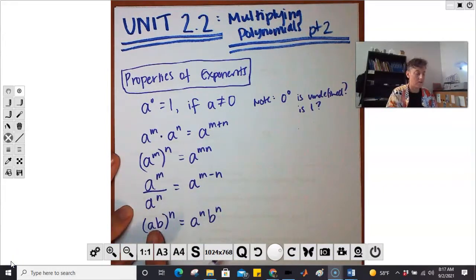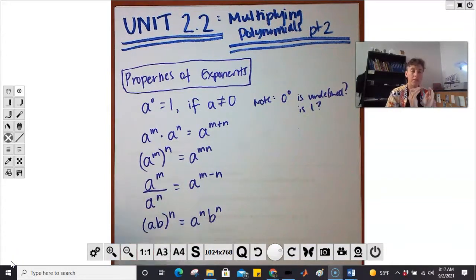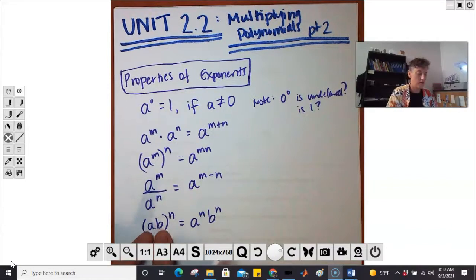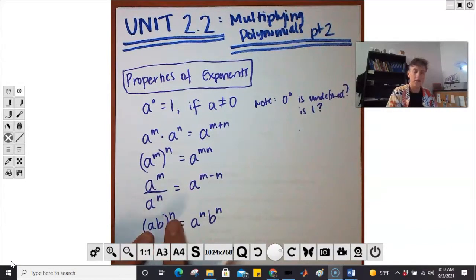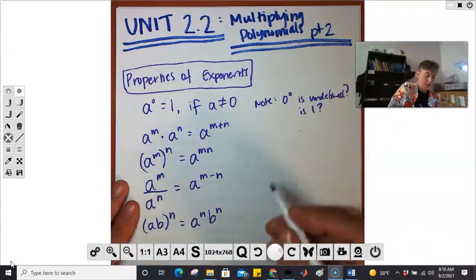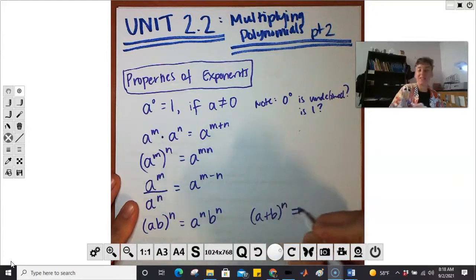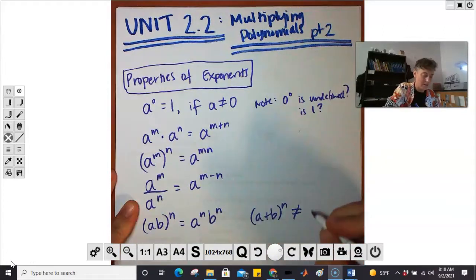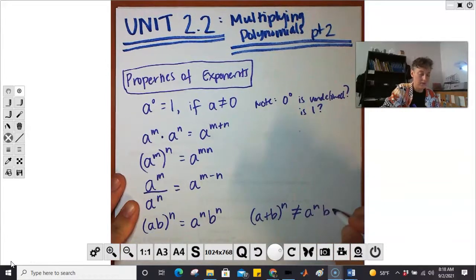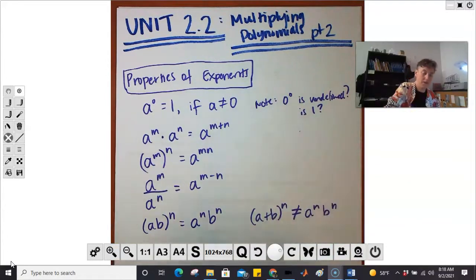All right, now our next one here, if we are multiplying in parentheses two numbers, and they're to a power on the outside of the parentheses, we can distribute that power to both terms. This is only if these terms are being multiplied. If the things are being added, a plus b to the n, that does not equal a to the n plus b to the n. Don't do it.